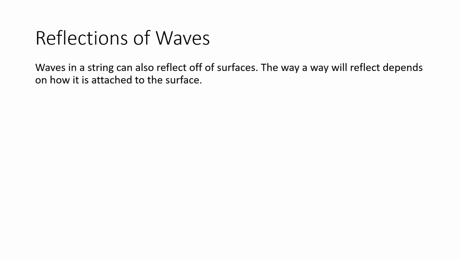So waves can also reflect off of objects. Sound waves, light waves, waves on a string, they can reflect. How do they reflect? Waves on a string are one of our simplest real world examples. A wave on a string reflects depending on how it's attached to something. So how is it attached to a surface?